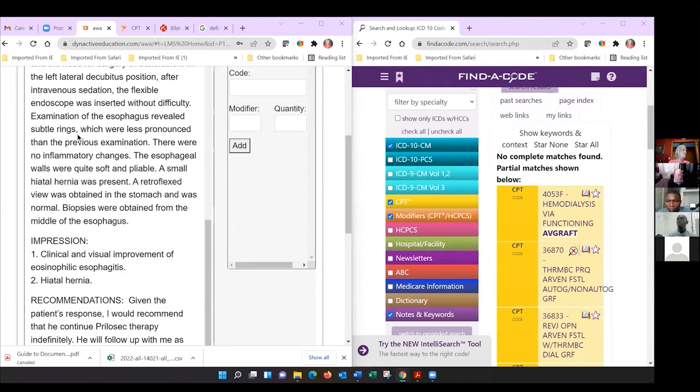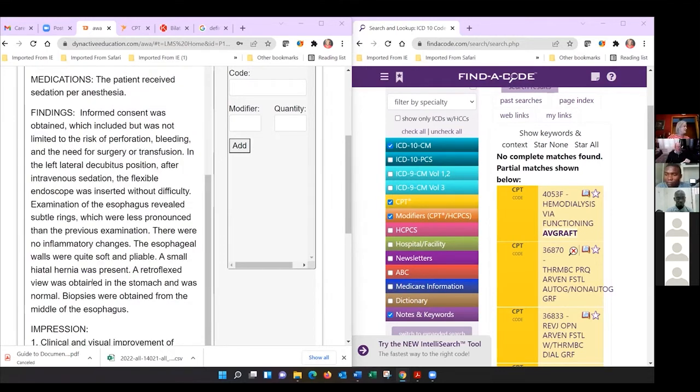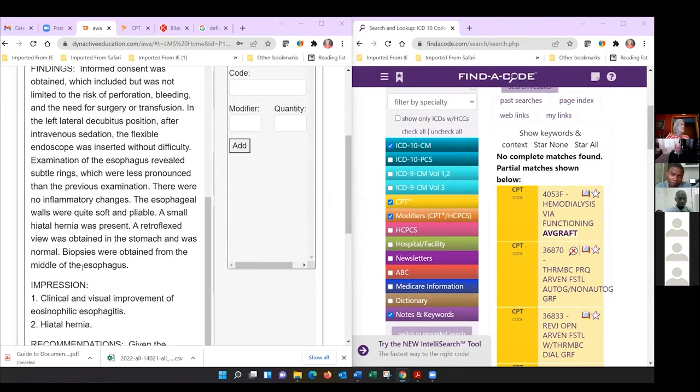Then we have a retroflex view. All right, we've got the hernia. We've got the fact that the stomach was normal. But then we see that biopsies were obtained. So I'm going to go ahead and write that down.